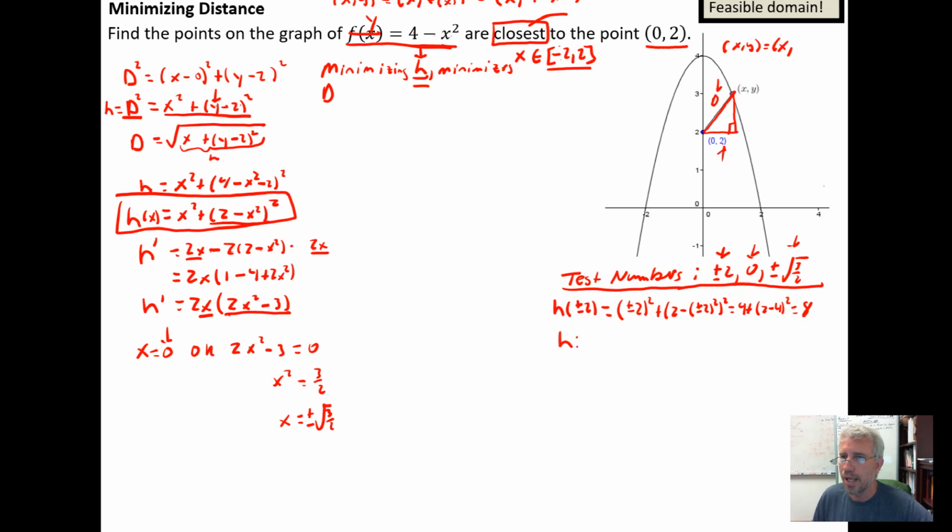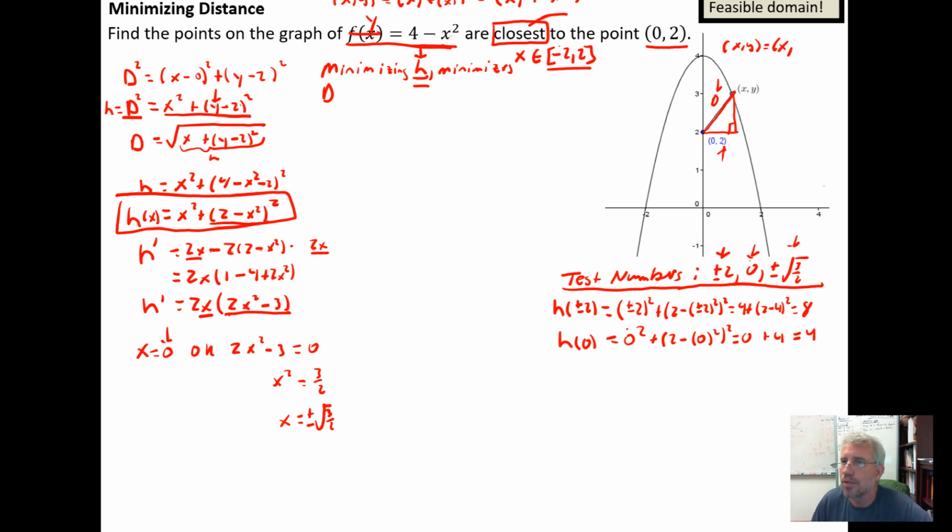Now evaluate h at 0, the other critical number. So h of 0 is going to be equal to 0 squared plus 2 minus 0 squared, all squared, equals, so I get 0 plus 2 minus 0 squared is 2. 2 squared is 4. I get 4.